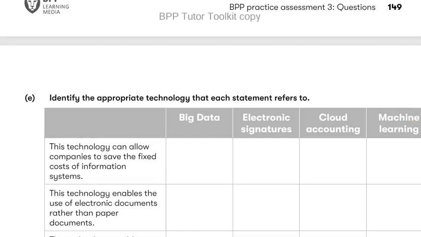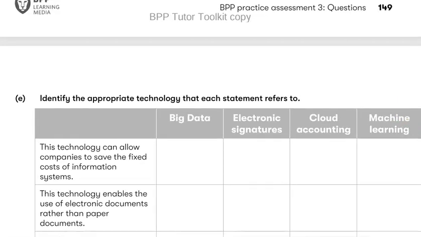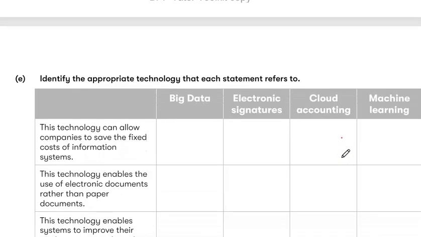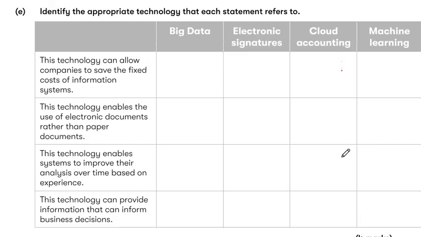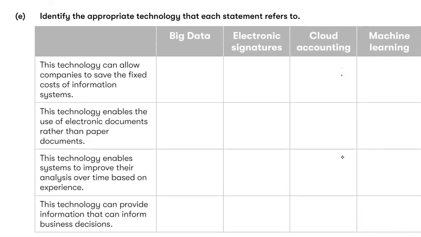The next question is, okay, identify. So this is a four-task question, and each one carries 1 mark. Identify the appropriate technology each statement refers to. This technology can allow companies to save the fixed cost of information systems. Definitely, when I use cloud accounting, I don't need to purchase any kind of local hardware, so I can save the fixed cost.